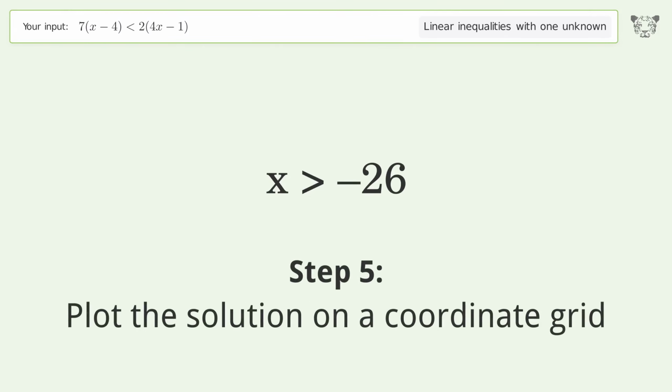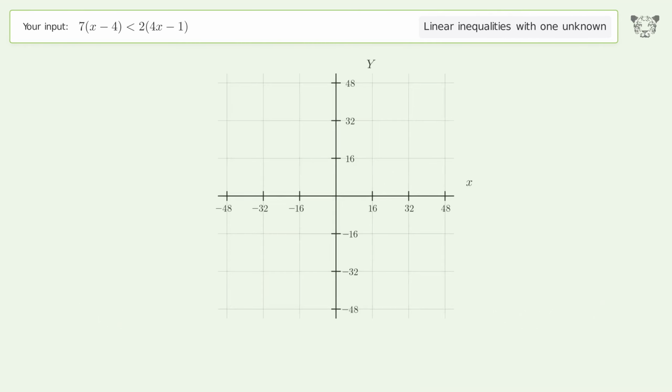Plot the solution on a coordinate grid. And so the final result is x greater than -26.